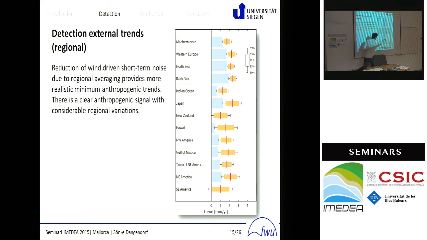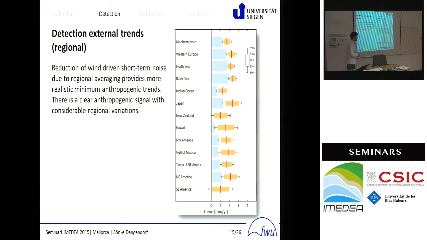By these box plots here. The red line shows you the trend estimate, the observed, and then the 95 and 99% confidence level around these trends. And then in blue, you can see the difference that cannot be explained by natural variability, which is expressed by these confidence intervals. And you see that in most regions around the world, we can see a significant trend or a significant anthropogenic signal which emerges from natural variability.